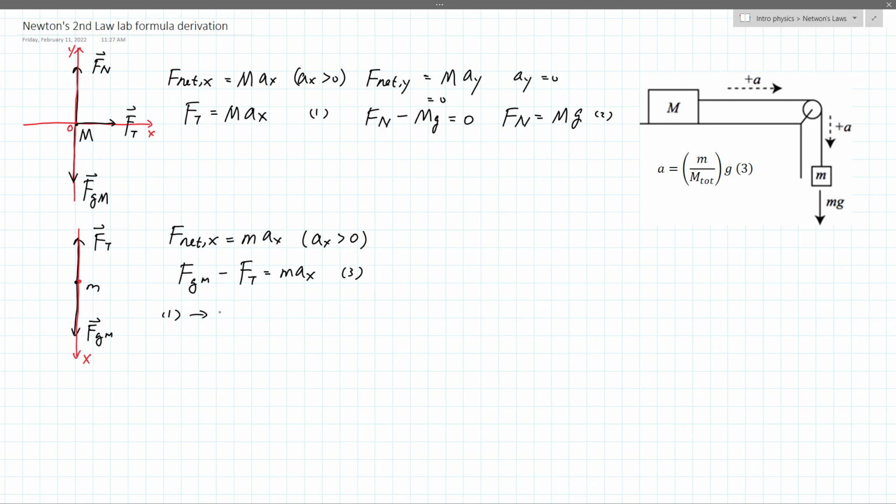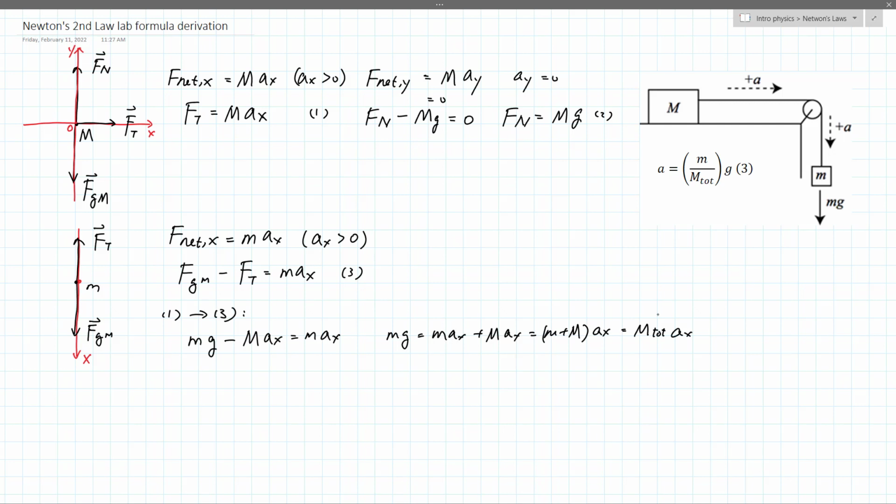So equation 1. In equation 3, we'll have lowercase g, though, so lowercase m times g, that's the gravity of lowercase m, minus tension gets replaced by this capital M ax equals lowercase m ax, and then I can add max on both sides of the equation, then I get mg equals max plus capital Max. So that is m plus M ax, or I can also write M total, Mtot, ax, whichever you prefer.